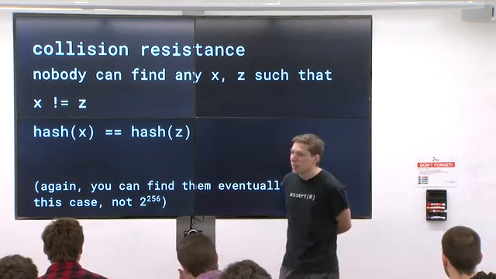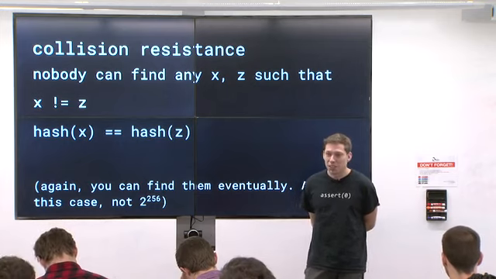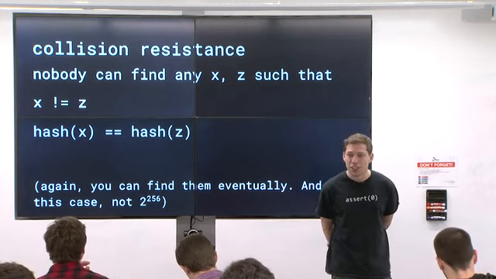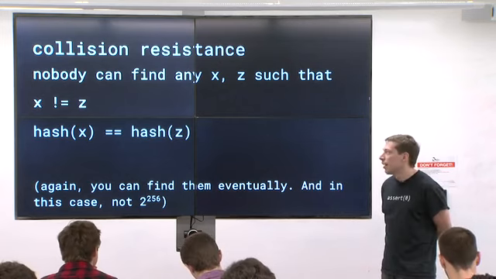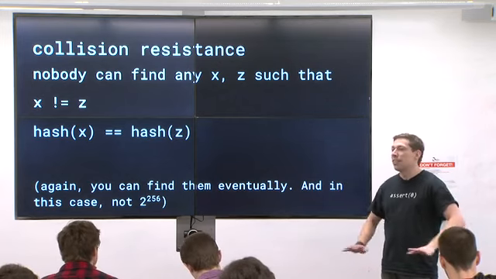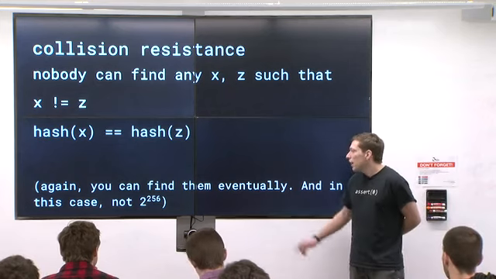And so it's really easy to disprove. You can just say, hey, look, here's an x and here's a z. Try hashing them. Oh, shoot, the hashes are equal. And it doesn't really matter how you got these or who's doing it. So that's a really nice, easy, clear property. And again, you can find this eventually, right?